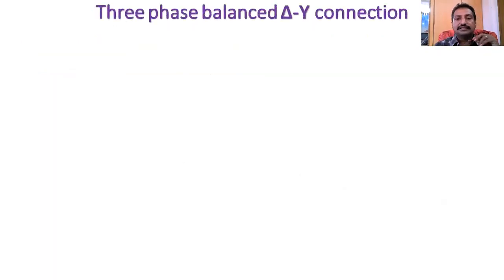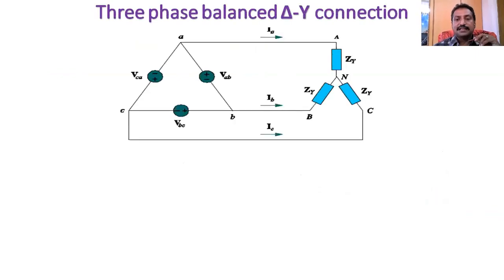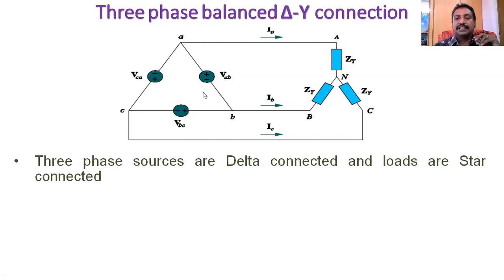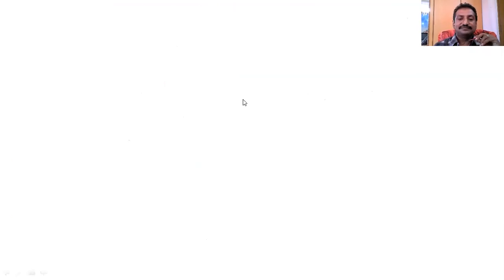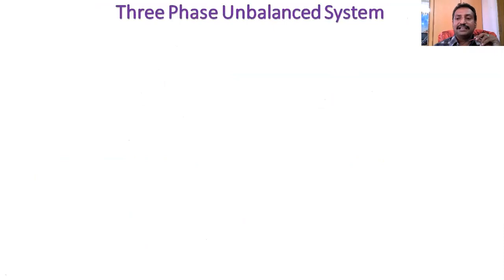Then we'll come back to delta star connection analysis. See here, this source is delta connected and load is star connected. So three-phase sources are delta connected and loads are star connected. Then on the source side, VL is equal to V phase and IL is equal to root 3 I phase. But on the load side, IL is equal to I phase and VL is equal to root 3 into V phase. So here you'll go ahead with the calculation of these currents. And come back to the three-phase unbalanced system.